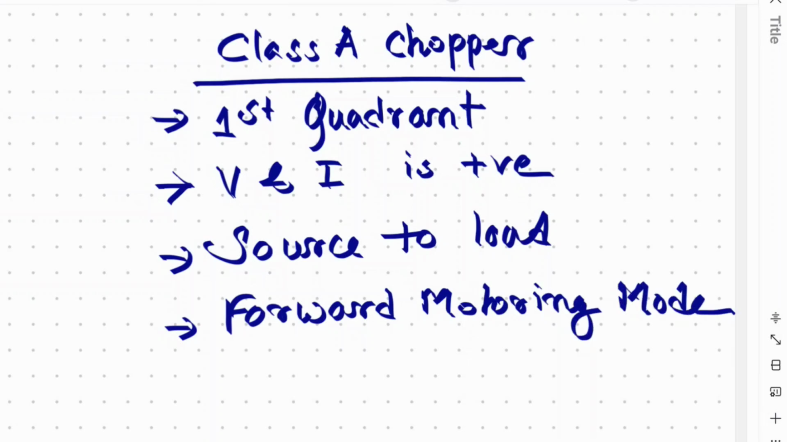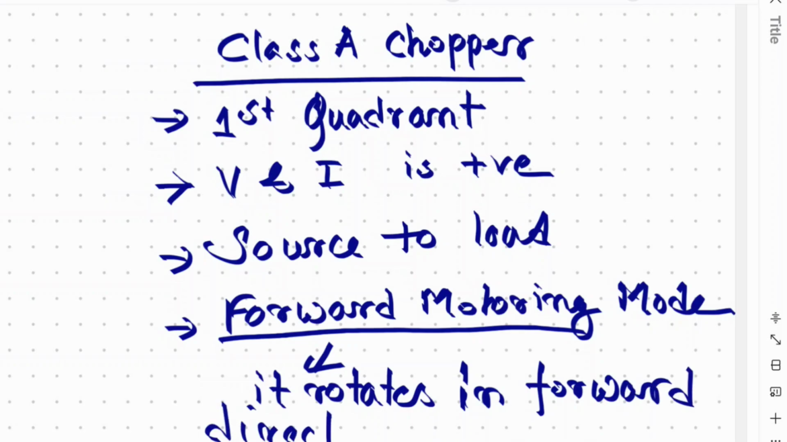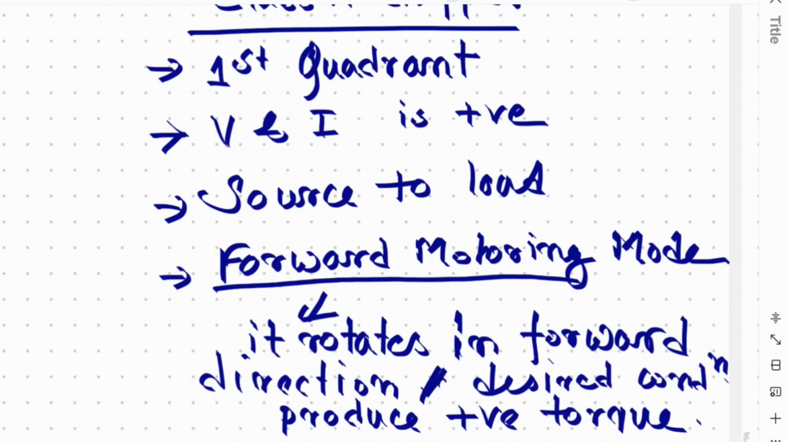So what is forward motoring? Forward motoring means the motor rotates in the forward direction, or the desired condition. This is called forward motoring, which means the motor produces positive torque. So that is forward motoring, when both voltage and current are positive.